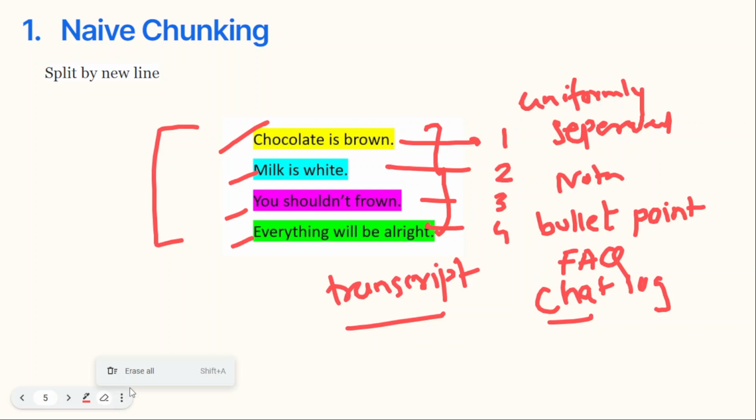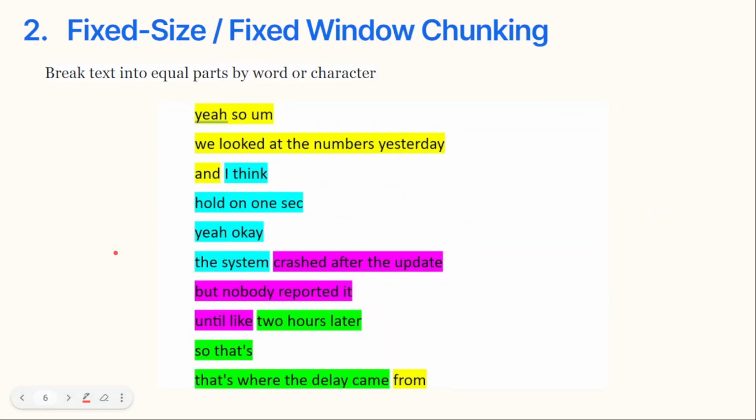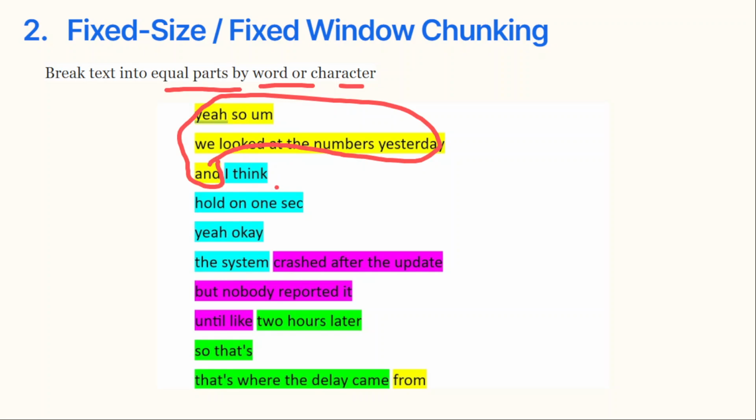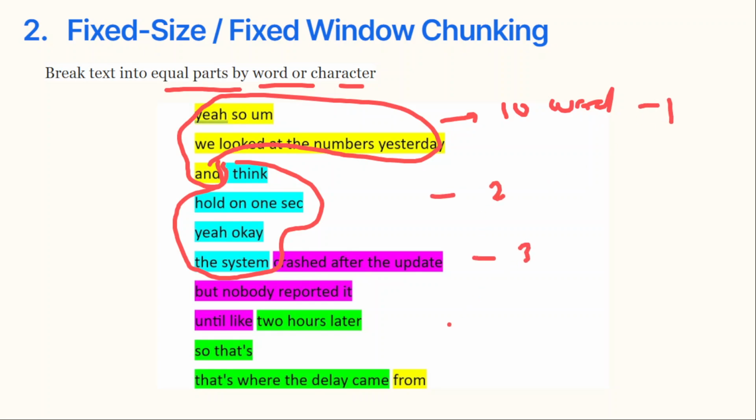Let's move ahead to the next part. Second is the fixed size, or fixed window, chunking. Here you break the text into equal parts by word or character. In this yellow part I have 10 words, in the blue part I have 10 words, 1 2 3 4 5 6 7 8 9 10. So every chunk has 10 words: chunk 1, chunk 2, chunk 3, chunk 4 and so on. Whatever is left behind we just add as an extra.